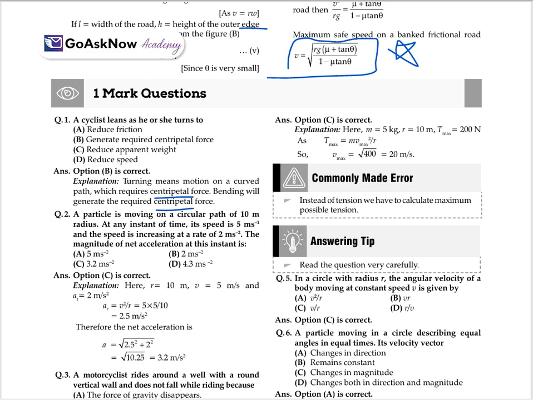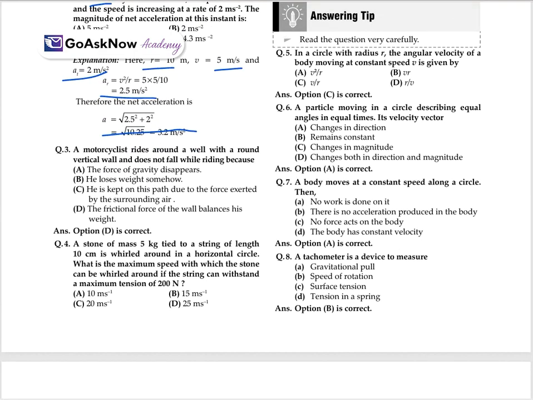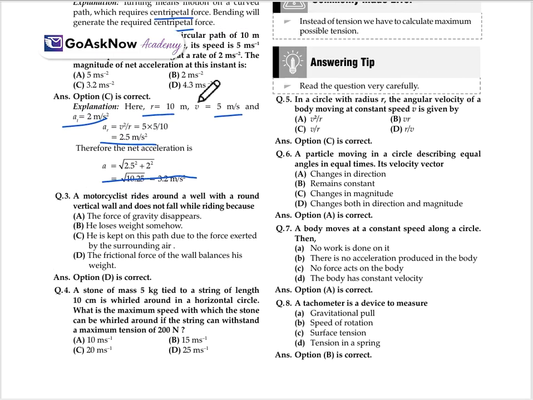A particle is moving on a circular path of radius 10 meter, and the instantaneous speed is 5 meter per second. The speed is increasing at the rate of 2. The magnitude of the acceleration will be? Here we know that r is equal to 10, v is equal to 5, a1 is equal to 2. So a1 is equal to v square upon r. We substitute the values and get the acceleration 2.5. Therefore the net acceleration, we already have one acceleration, another is 2. When we solve this, we get 3.2 meter per second square. So this is about this particular numerical.